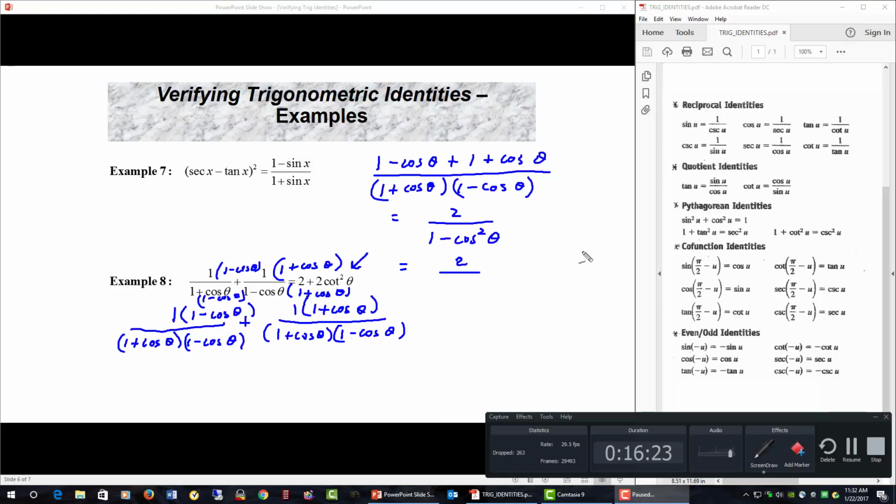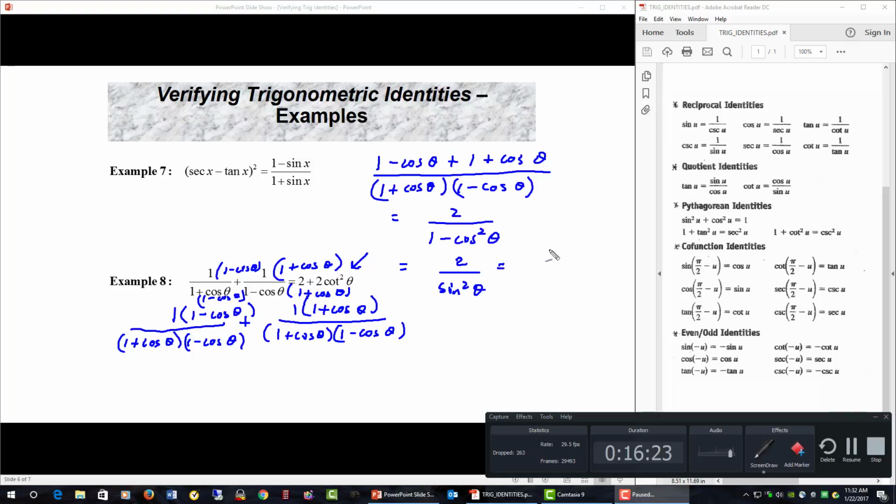All right, so next I'm going to use my Pythagorean identity, noticing that 2 over 1 minus cosine squared theta will equal 2 over sine squared theta. Now I know a lot of you are going, how is that going to help me here? How am I going to get to cotangent squared? Now don't panic.